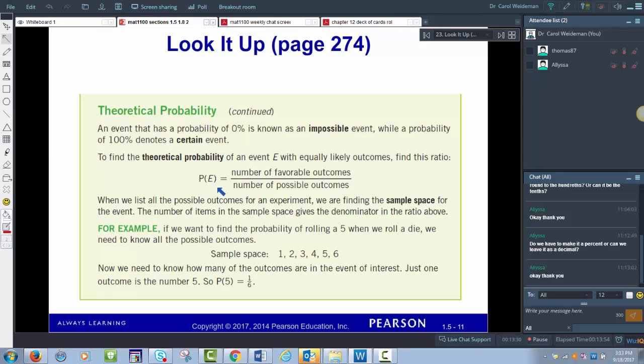And the theoretical probability is given by this formula. The probability of the event is the number of favorable outcomes divided by all the outcomes. When we list all the outcomes, we're finding the sample space. The number of items in the sample space gives us the denominator.